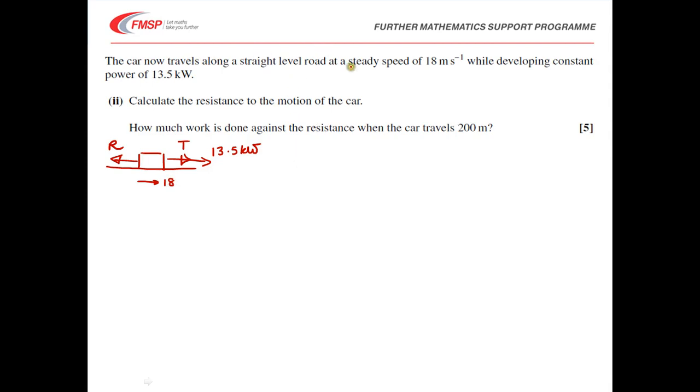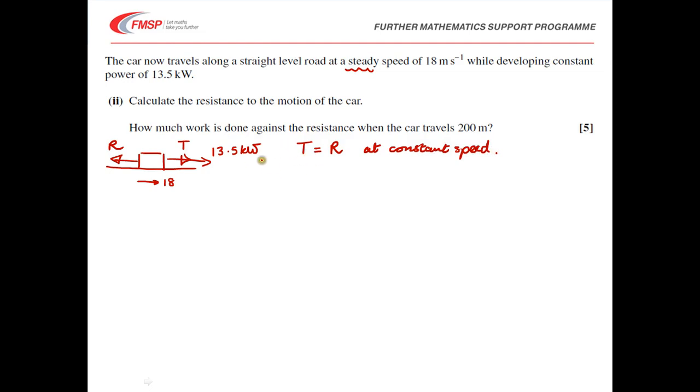Now notice that it says it's travelling at a steady speed. That means that T, our forward force, our tractive force produced by the engine, is going to have to be R. It's going to be equal to those resistances because it's travelling at constant speed. There's no acceleration, so there can be no resultant force forwards. So that's a nice little start there.